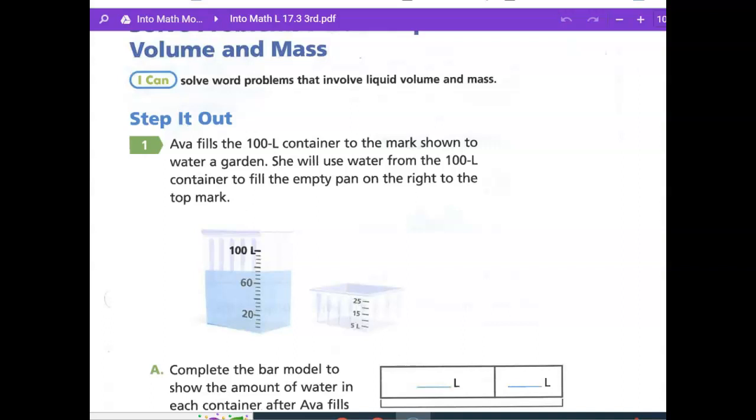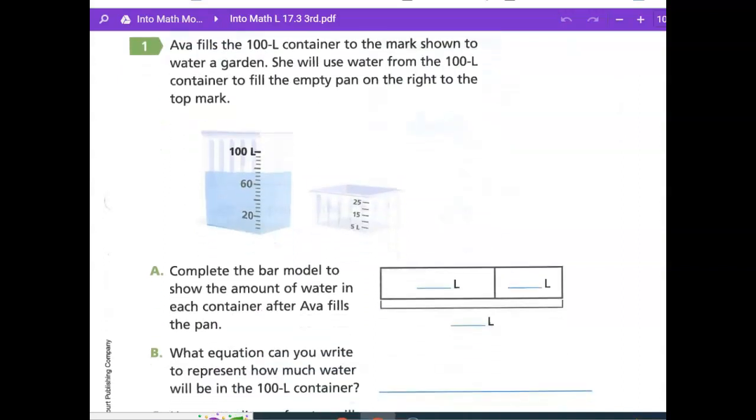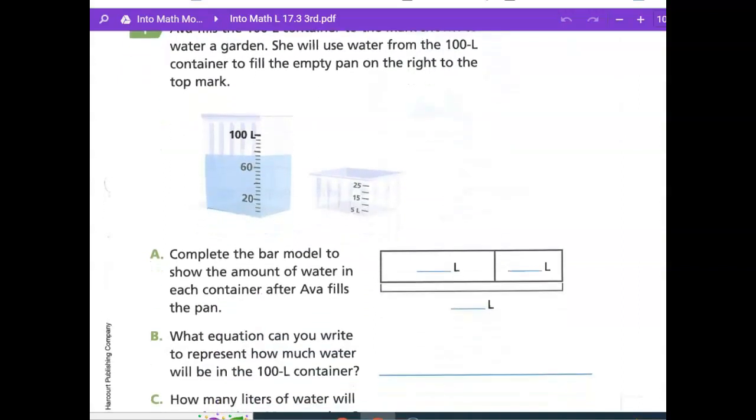Ava fills the 100-liter container to the mark shown to water a garden. She will use water from the 100-liter container to fill the empty pan on the right to the top mark. Complete the bar model to show the amount of water in each container after Ava fills it.